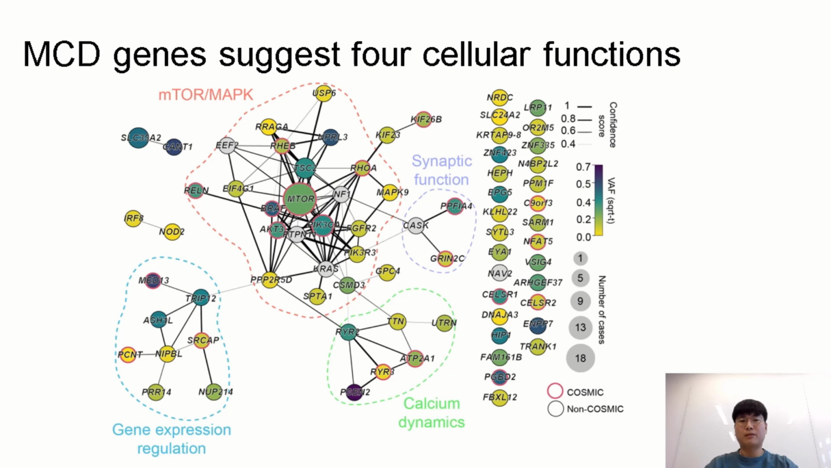At the network level, interestingly, we were able to identify 4 different main functional modules that are related to the mTOR MAP kinase pathway, calcium dynamics, synaptic function, and gene expression regulation.